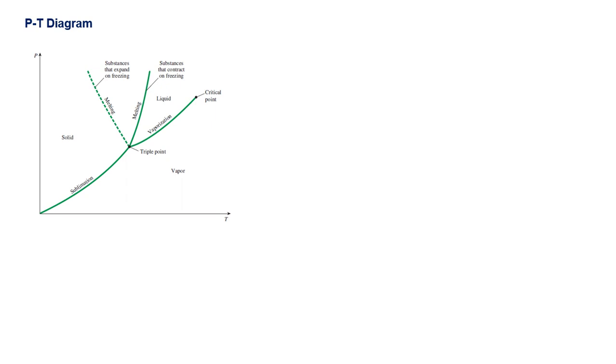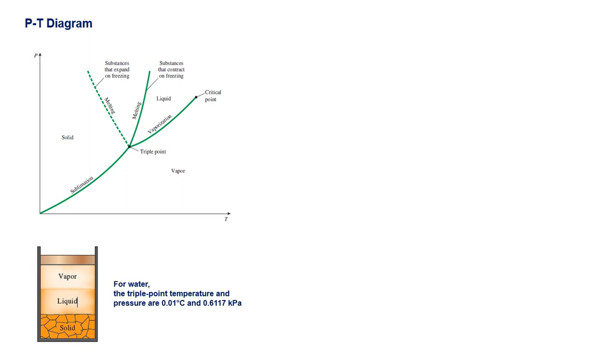Next one, the PT diagram. The PT diagram of pure substances is generally called the phase diagram because it shows three phases: solid phase, liquid phase, and vapor phase. It can show the three phases simultaneously. It has the following features. Each single phase, whether solid, liquid, or vapor, is separated by a saturation line. You can see this diagram. The sublimation line separates the solid and vapor regions, and the vaporization line separates the liquid and vapor regions.